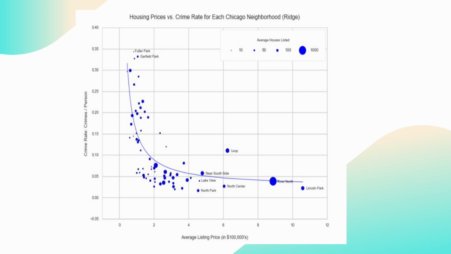So from this, we can see there's an inverse relationship between housing prices and crime rates for each of the Chicago neighborhoods. We can see the north has higher housing prices with lower crime rate, whereas generally the south side, like Fuller Park, has lower housing prices with higher crime rates, whereas Loop is an exception as it's a business hub center where people do travel for their work.